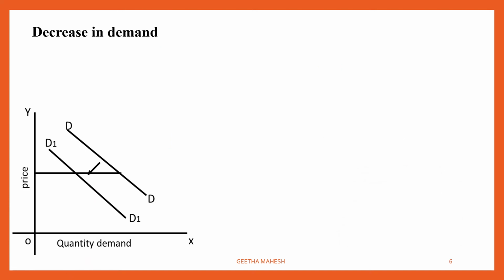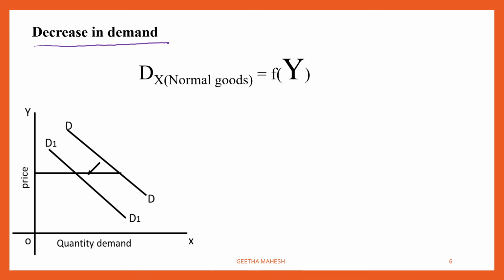Dear students, let us discuss decrease in demand. As we already discussed increase in demand, now let us discuss the reasons or when the demand curve will shift towards the left side. The first one is income of the consumer. Demand for normal goods decreases when income of the consumer decreases. So, the demand curve will shift towards the left side.